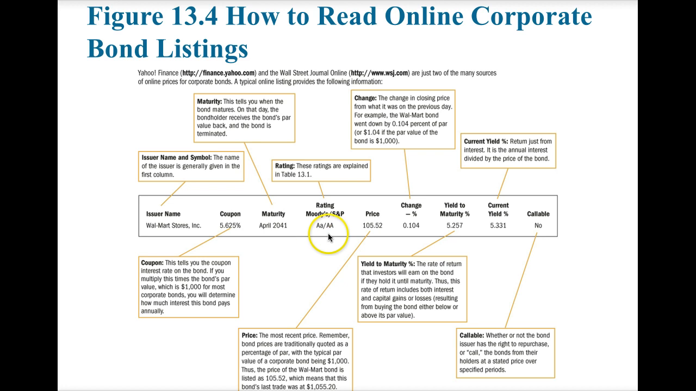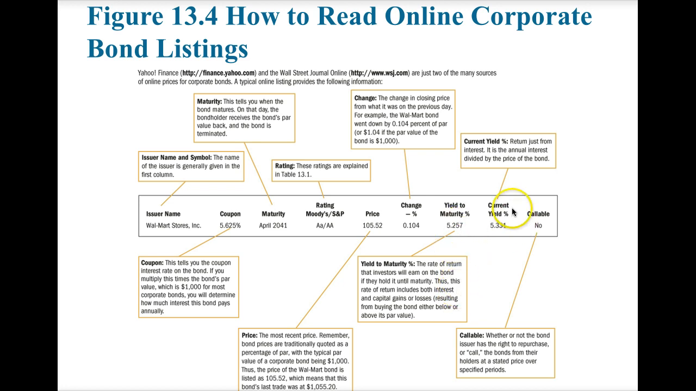So this bond is 105.52%. So if it's a $1,000 bond, it's going to be trading at $1,055.20. This is the change for the day, and the yield to maturity. Since the bond is trading at a premium, the coupon rate is divided by the premium, and the actual yield to maturity is a little bit lower because the bond price is higher. And then we can also calculate the current yield, which is the return just from interest. It's the annualized interest divided by the price of the bond.